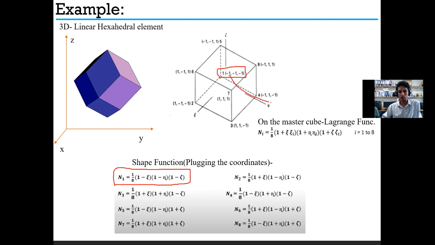So zeta I is -1, eta I is -1, and zeta I is -1. So we can get N1 in this function, like this equation. Similarly, following this procedure, we can get the 8 nodes of a hexahedral element.